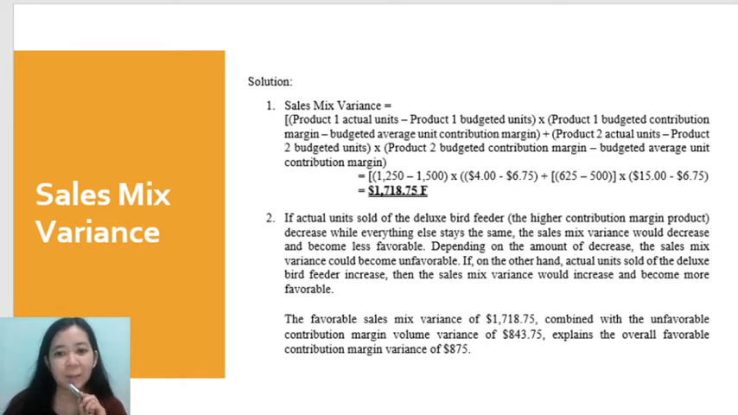So here, the favorable sales mix variance of 1,718.75 combined with our unfavorable CM volume variance in the previous discussion explains the overall favorable CM variance of 875. So please refer to the previous illustrations that we have.